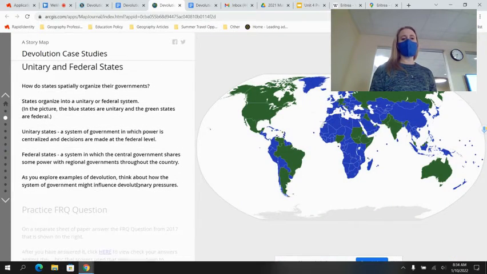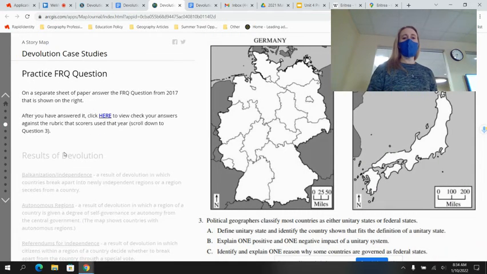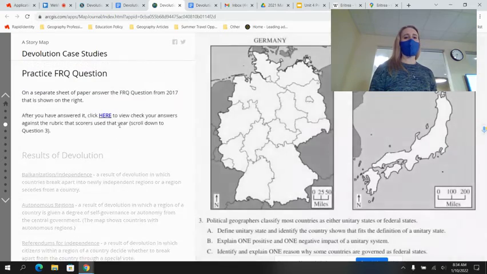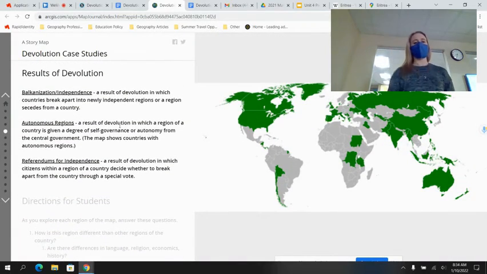So you're going to read about the definition and types of devolution. It does go a little bit into unitary versus federal states, so this is really just review. You're going to find this is kind of just notes here. You're going to see a practice FRQ. However, we did this practice FRQ last week, so I kept it here just because it was on the original thing.